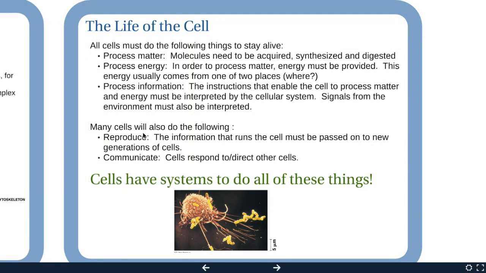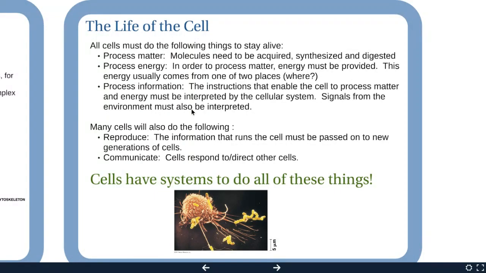I hope this looks familiar. As a reminder, all cells must do the following to stay alive. Process matter: take it in, acquire it, make it, synthesize it, break it down, digest it. Process energy: energy must be provided to do all this stuff. It comes from one or two places, so think autotroph, heterotroph. Where would these come from?